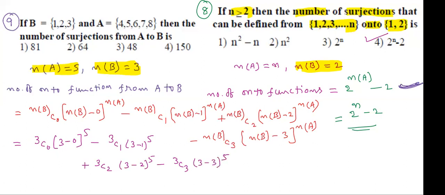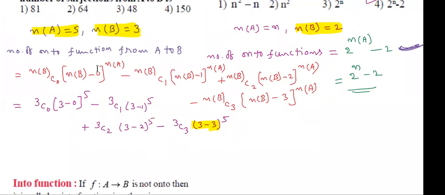Up to here is enough, because here 3 minus 3 means 0. Here it is going to 0, so this complete term is going to 0. So the remaining terms no need to write. What is 3C0? That value should be 1. Now remaining is only 3 power 5 minus 3C1, nCr formula I already gave.